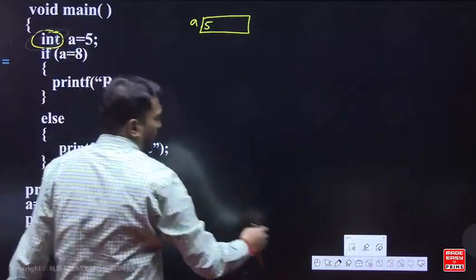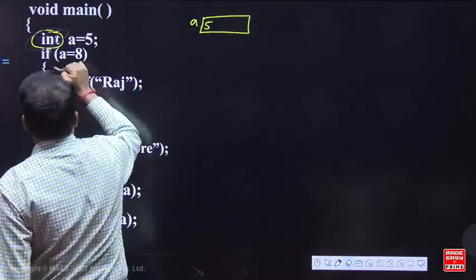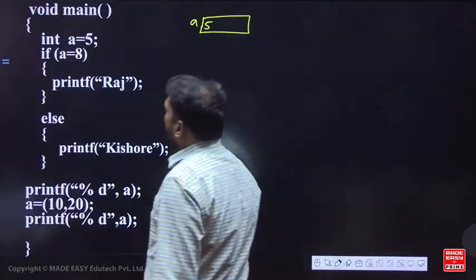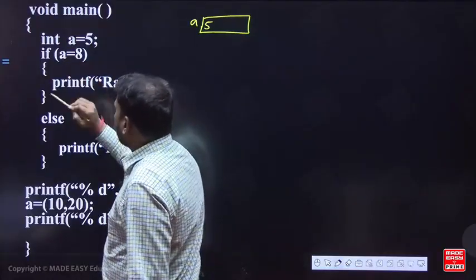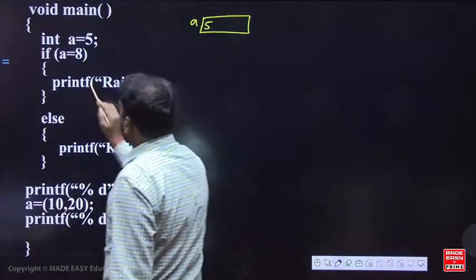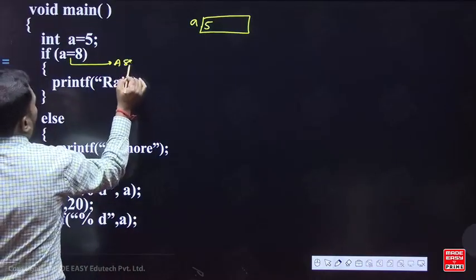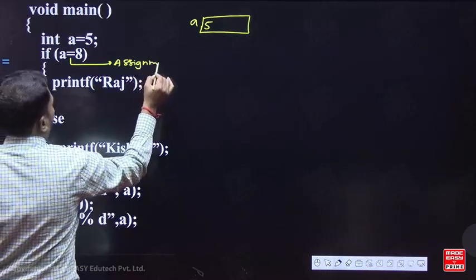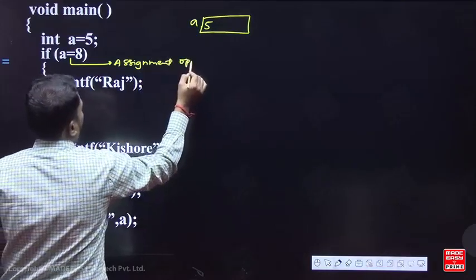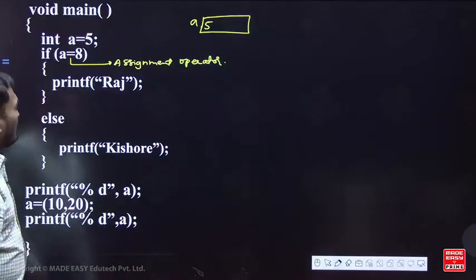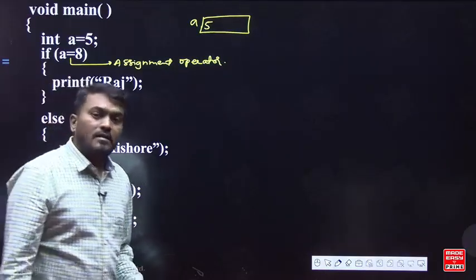Okay, that is called a declaration initialization. And next, if a equal to 8, remember what is this here? Single equal to. If it is a single equal to, what is this called? Assignment operator. Just listen carefully. That is not a double equal to. I said that is a single equal to.